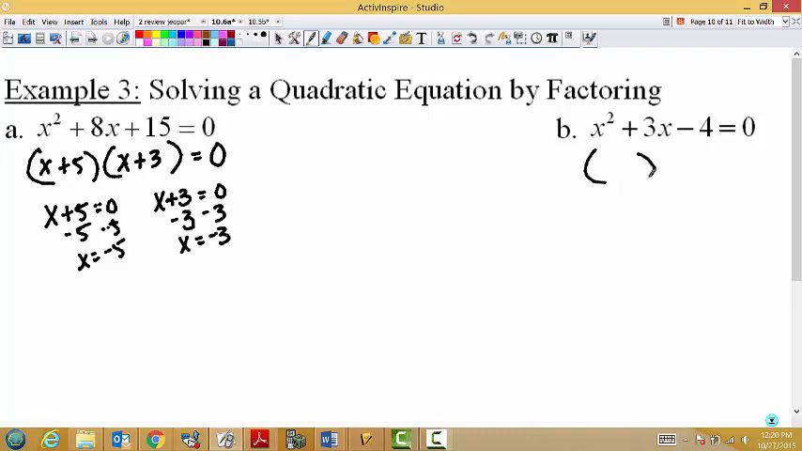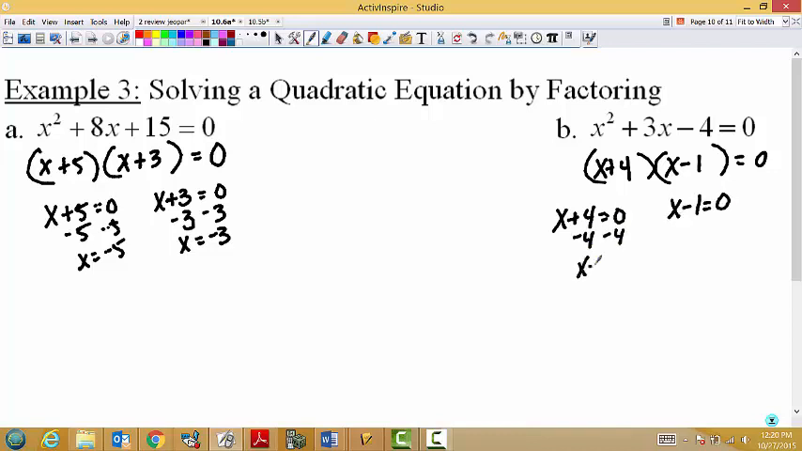Same thing over here. You factor it. What multiplies to give you negative 4 and adds to give you positive 3? X plus 4 and x minus 1. Set them both equal to 0. So minus 4, add 1, x equals 1.